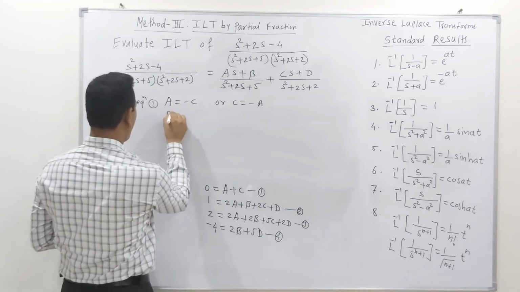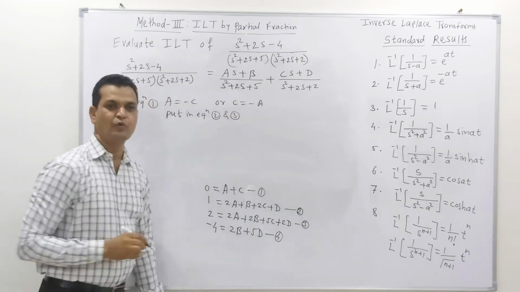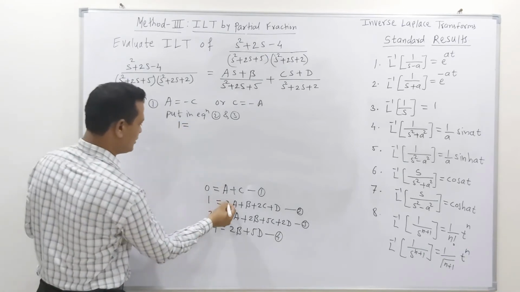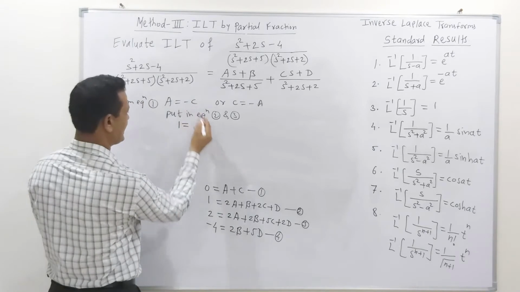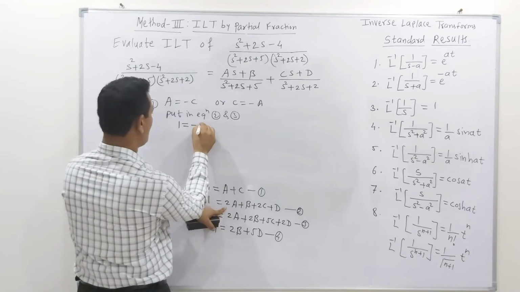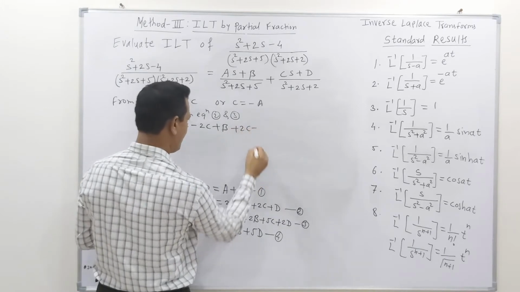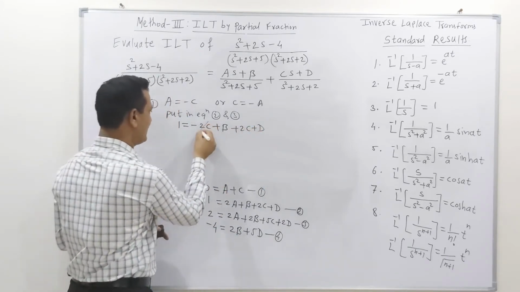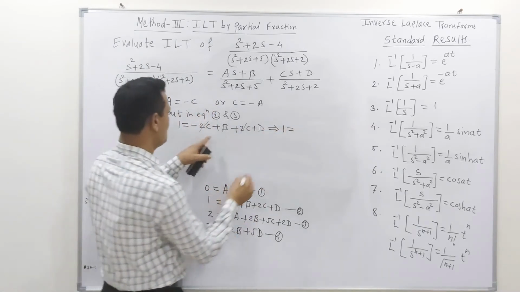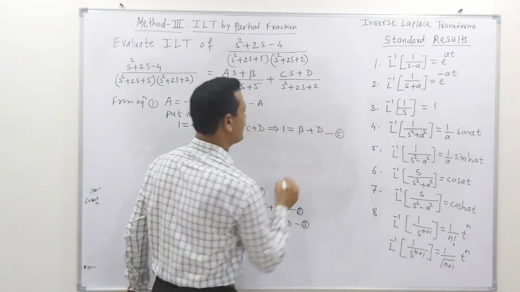So after putting this value in equation 2, we get 1 is equal to, so this is 2a, we can write this as minus 2c plus b plus 2c plus d. So these two terms will get cancelled, and finally we reach 1 is equal to b plus d. So let's call this equation number 5.